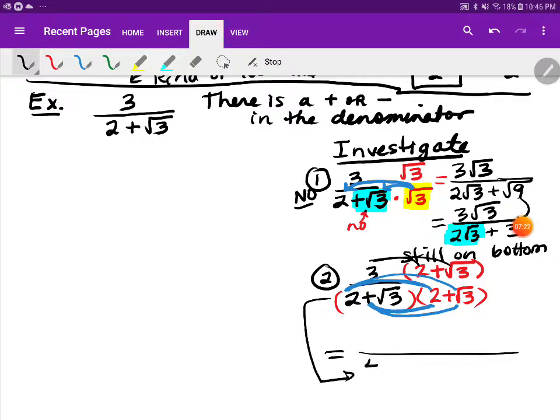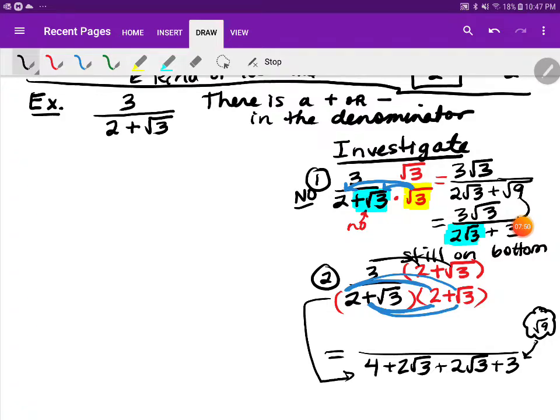So 2 times 2 is 4. Hey, that's good. That doesn't have a radical. 2 times radical 3 is 2 radical 3. Plus 2 radical 3. Plus radical 9. I'm going to put a little note over here that says radical 9. But what is radical 9? It's 3.